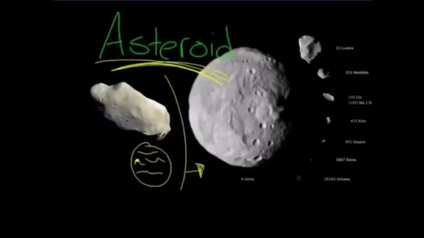So an asteroid is a general term. It's not a very specific term. It's not a recognized term, but it's really easy for us to just use and say it's an asteroid, it's a big rock in space.